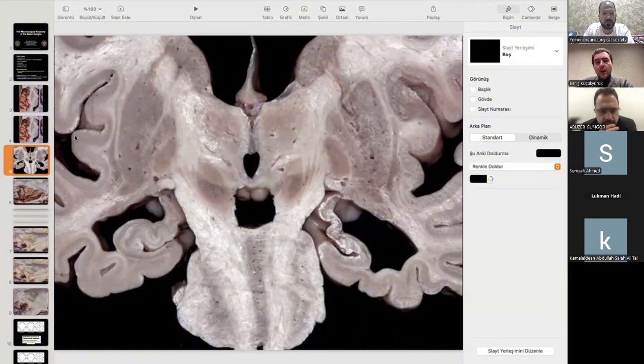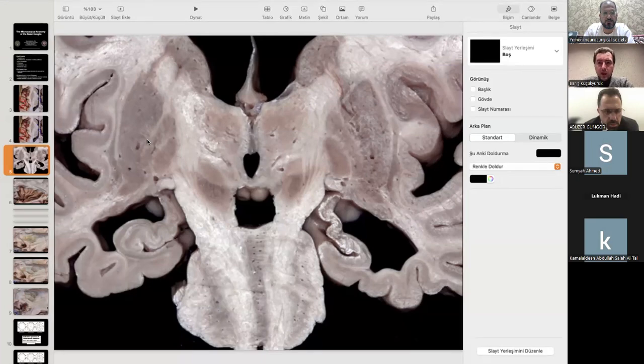So again, the central core includes the structures between the insula and the lateral ventricle, not the subthalamic nucleus and the substantia nigra, which are more brainstem structures. But the basal ganglia includes both these structures. The striatum is a little bit more complex to understand. Allow me to go a little bit more into detail.